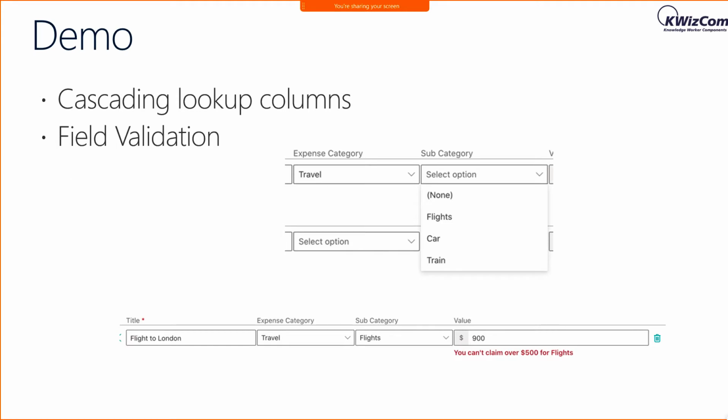I'll show you and talk to you about cascading lookups as well. So how we can do one field affects the value of the other. I showed you that with the expenses category. I selected travel and that restricted my sub options, as well as that field validation, which I talked about.